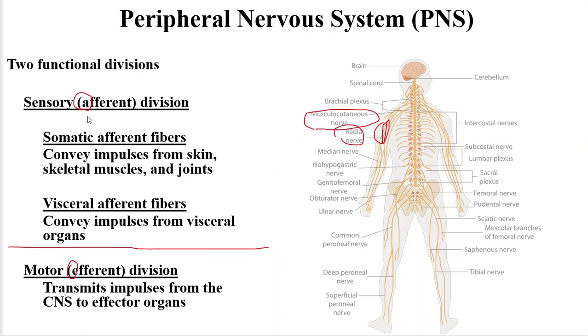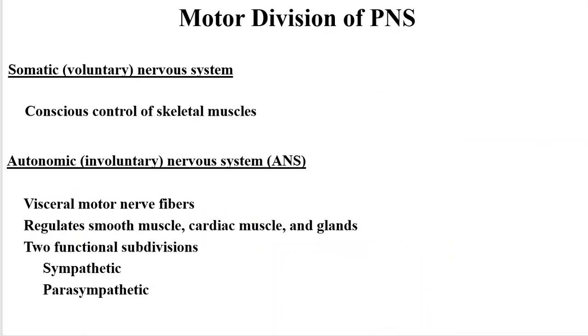Now, the sensory or afferent division, we have two branches of these. We've got one that's somatic and one that's visceral. Somatic is going to be giving us information on the skin, skeletal muscles, and joints. The visceral is actually going to give information from the internal organs. When you actually have input from these guys, it can get kind of screwy. I'll explain more about that later.